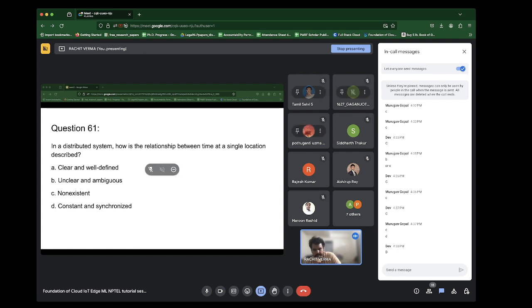So how is the relationship between time at a single location described? Is it A, clear and well defined, B, unclear and ambiguous, C, non-existent, or D, constant and synchronized? Constant. Okay. Any other responses?